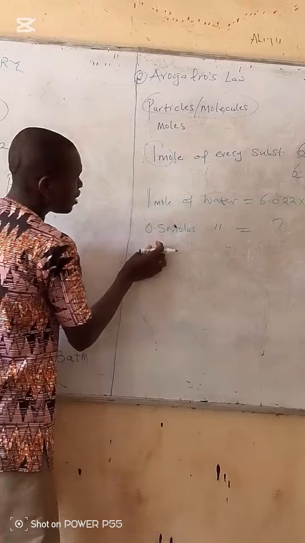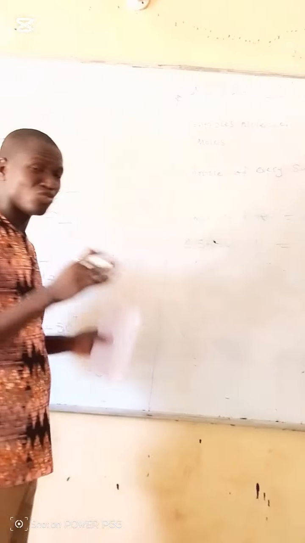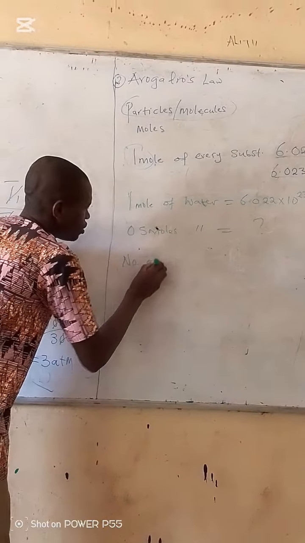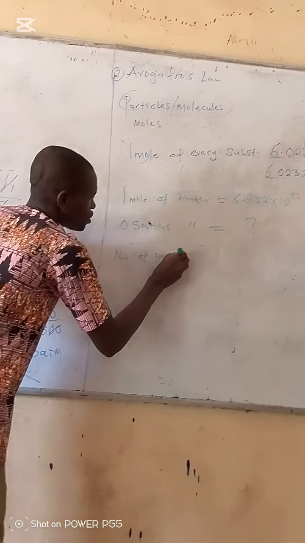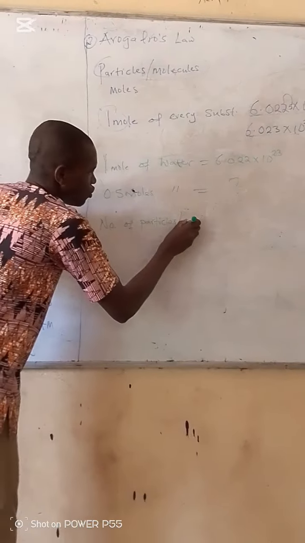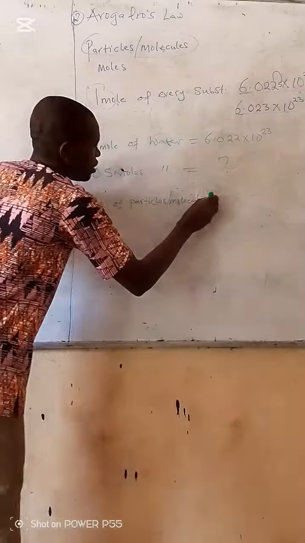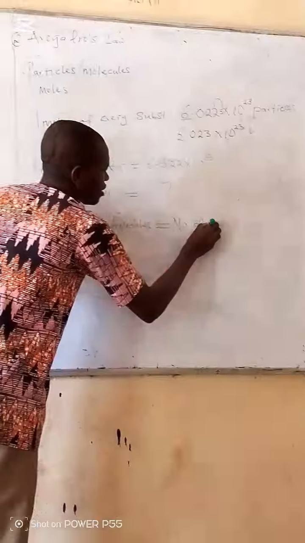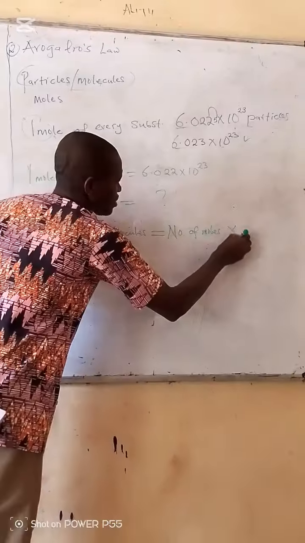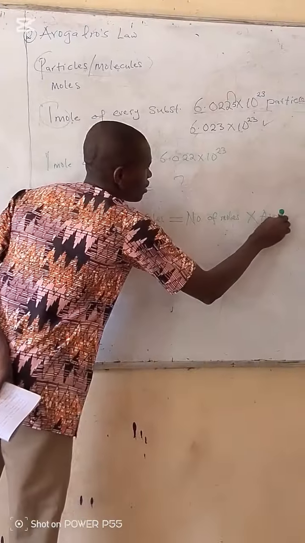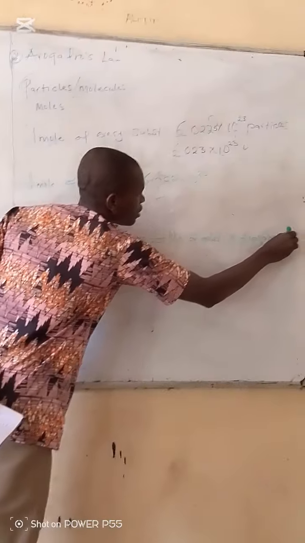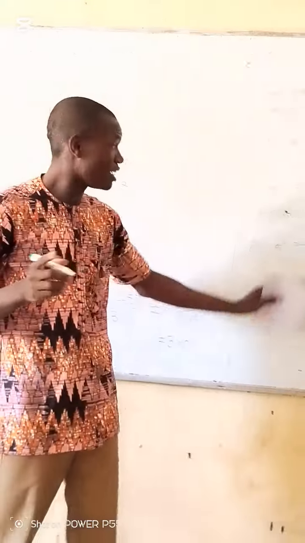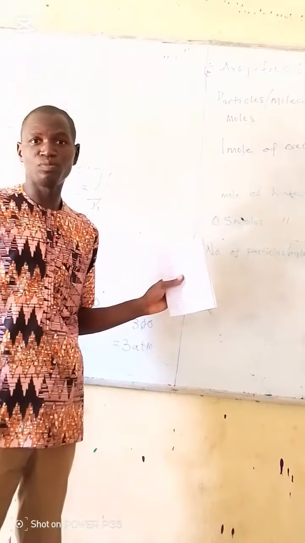Now, to go about this, all you need to do is to know the formula and to master it. And this is the formula. Number of particles / molecules is always equal to number of moles times Avogadro's number. Never forget this formula, please. Don't forget it. Once you can remember this formula, you are good to go.